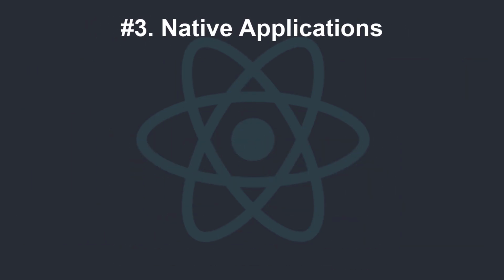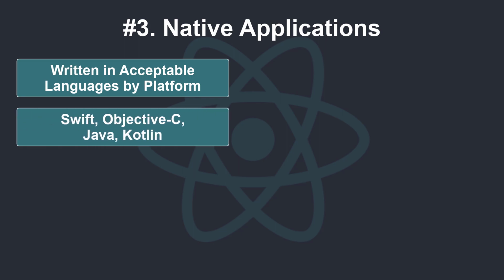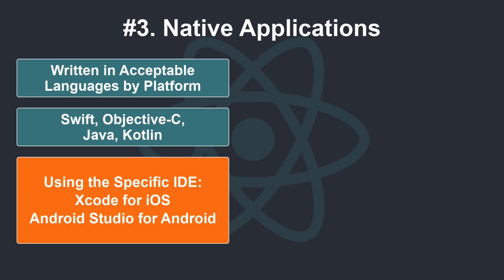What are native apps? Native applications are built for specific platforms and are written in a language that the platform accepts. For example, Swift and Objective-C for native iOS apps, and Java or Kotlin for native Android apps. Native apps are also built using the specific integrated development environment (IDE) for the selected operating systems. The most known IDEs in mobile development are Xcode for iOS development that only works on macOS, and Android Studio for Android development that works on Windows, Mac, Linux, and Chrome OS.